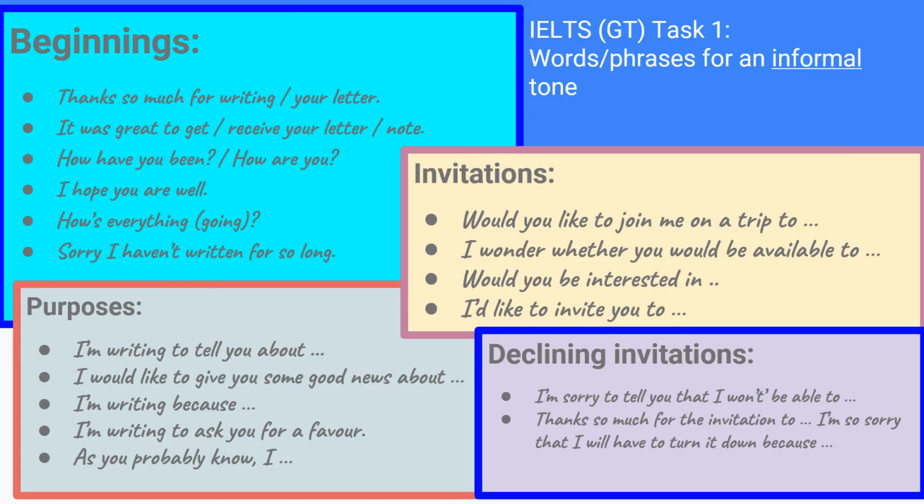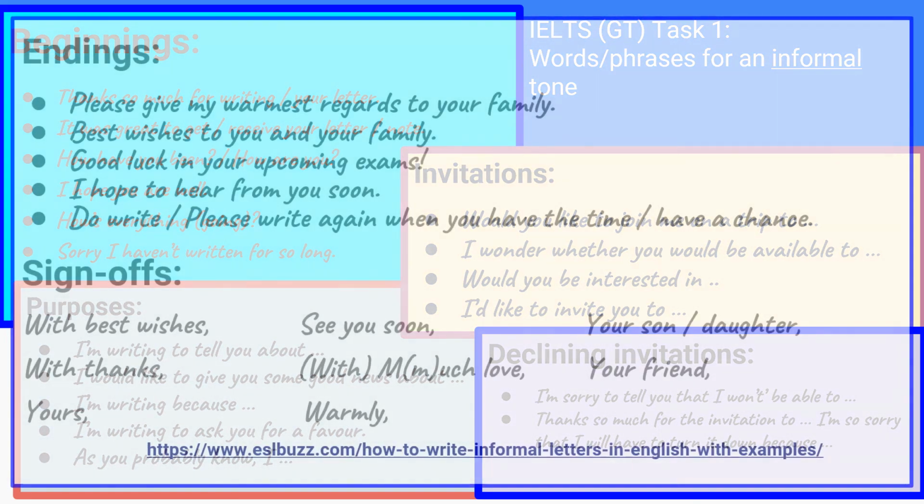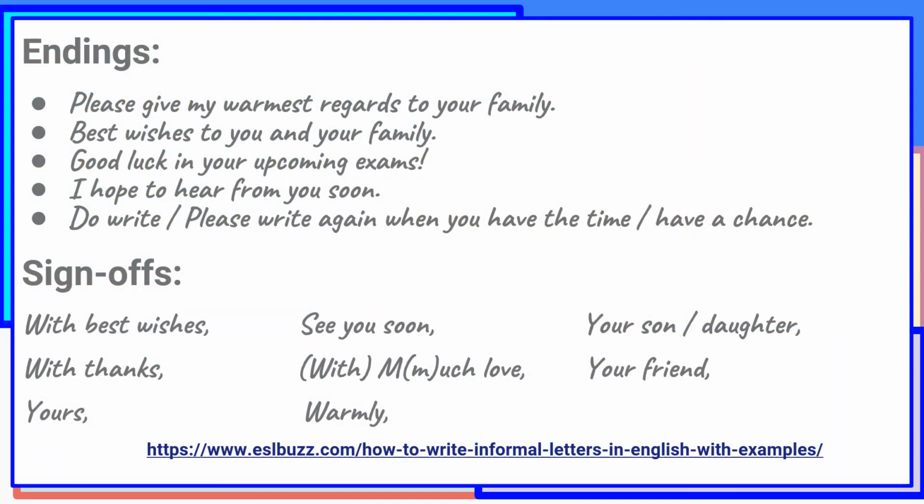Here are some phrases for an informal tone, if Task 1 of the IELTS General Training Test asks you to write to a friend or a family member. Again, I encourage you to pause the video here and write several sentences using these phrases. Choose a phrase from the beginnings box, a phrase from the purposes box, and a phrase from one that accepts an invitation and one that declines an invitation. When you've finished writing those and checked your grammar and spelling, restart the video and we'll bring up some endings and some sign-offs for informal letters.